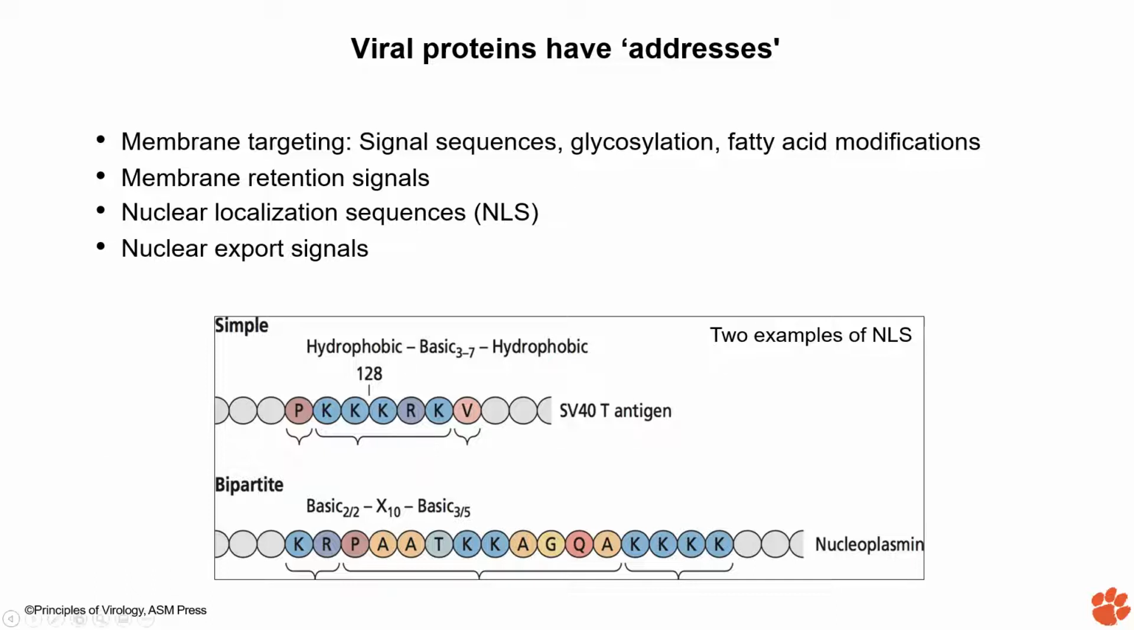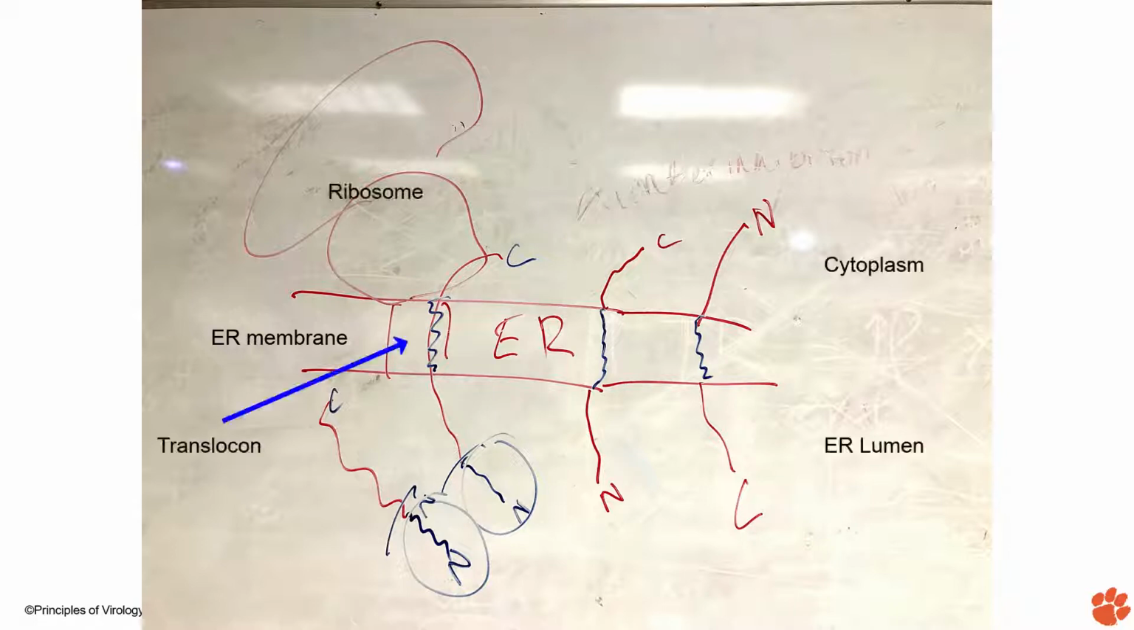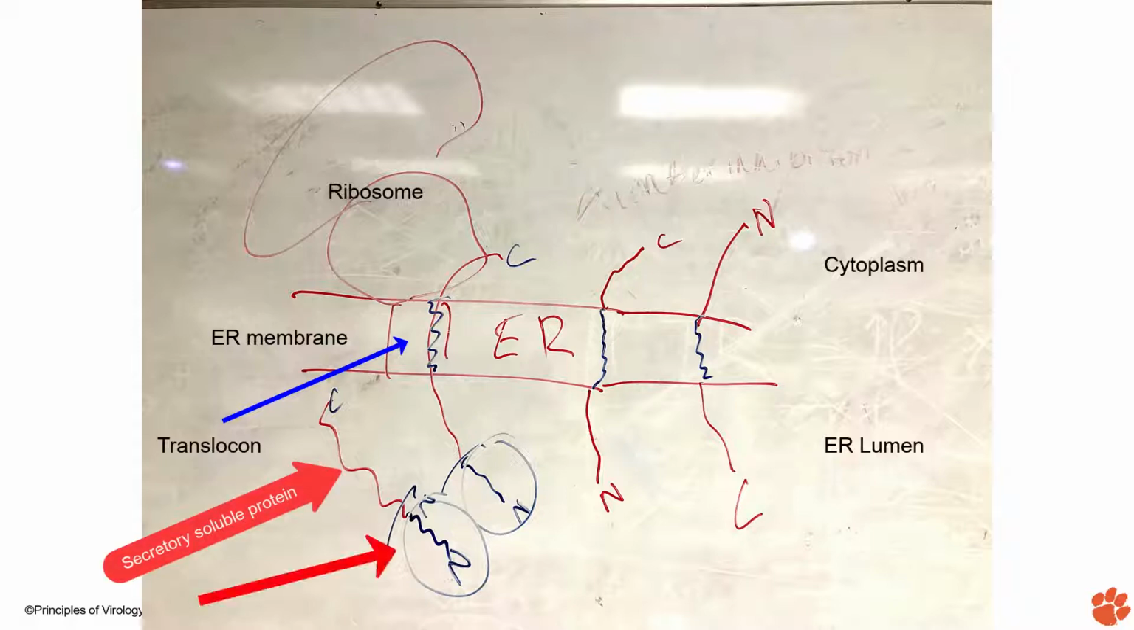let me just quickly draw this. Suppose this is your ER membrane, and here you have a ribosome sitting on the translocon. If there is a protein that is soluble and goes into the ER lumen, your signal sequence is right here, and this is chopped off. So this is your N-terminal, this is your C-terminal. This will become the N-terminal in the matured protein.